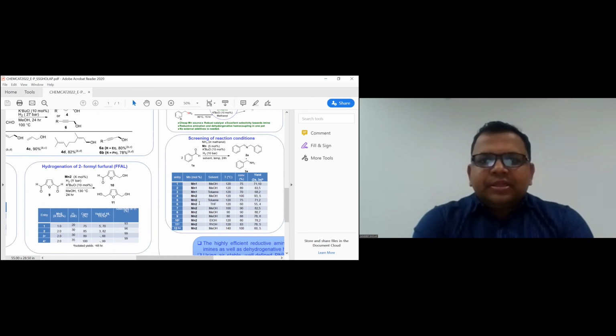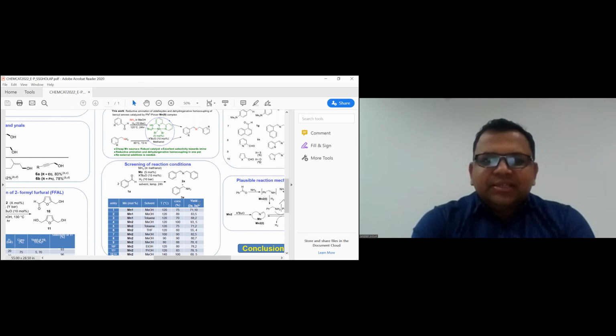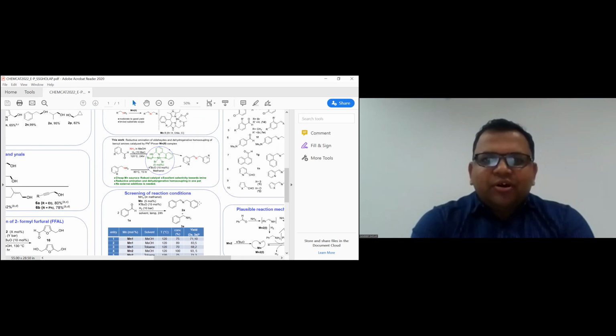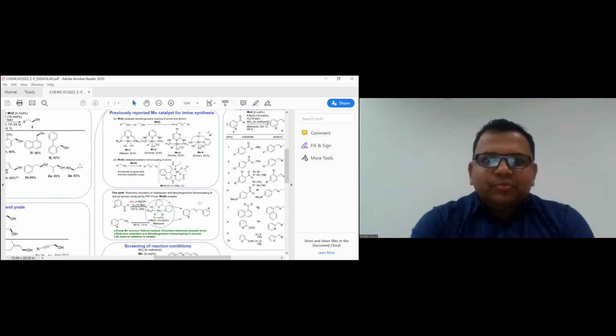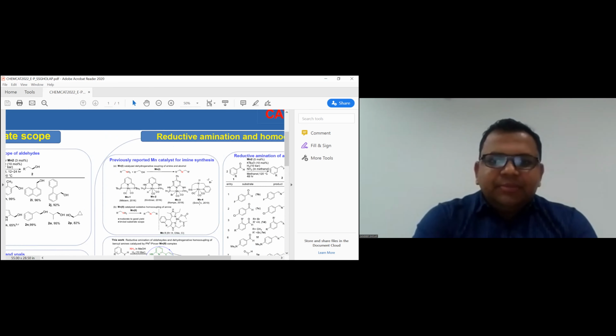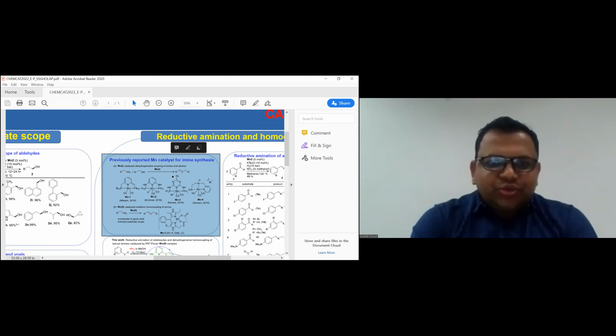Then we moved on to see whether this catalyst could be applied for other transformations. As most of us know, imines are important precursors of various types of drugs. For the synthesis of imines, there are many manganese sources used, such as manganese 1, which is very costly as compared to manganese 2.